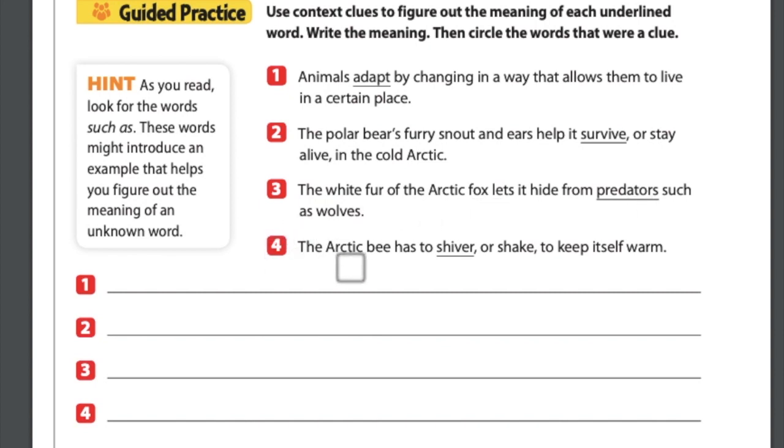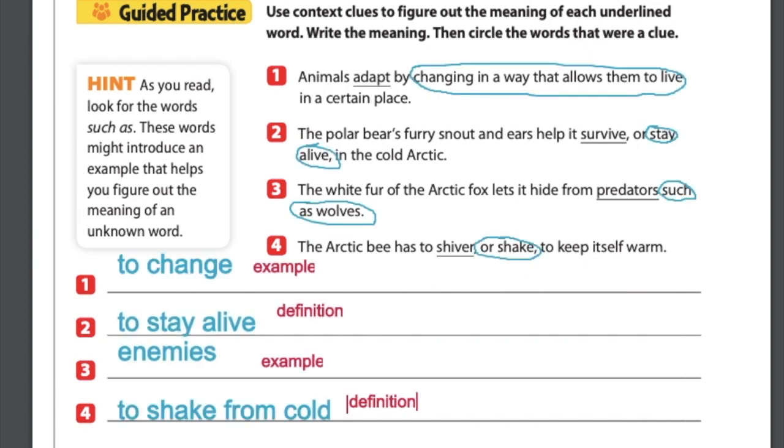And number four, the Arctic bee has to shiver, or shake, to keep itself warm. So just like up here, when we have this comma or something comma, it's actually giving us more information. In this case, the definition. To shiver means to shake from being cold. I'm only going to leave this up for a few seconds. You can always pause it, but I just want to show what something like this might look like, where we followed the directions, we circled the words, we wrote down what we think the definition is, and then I chose to add this little section about how I knew. This was an example. This was the definition.